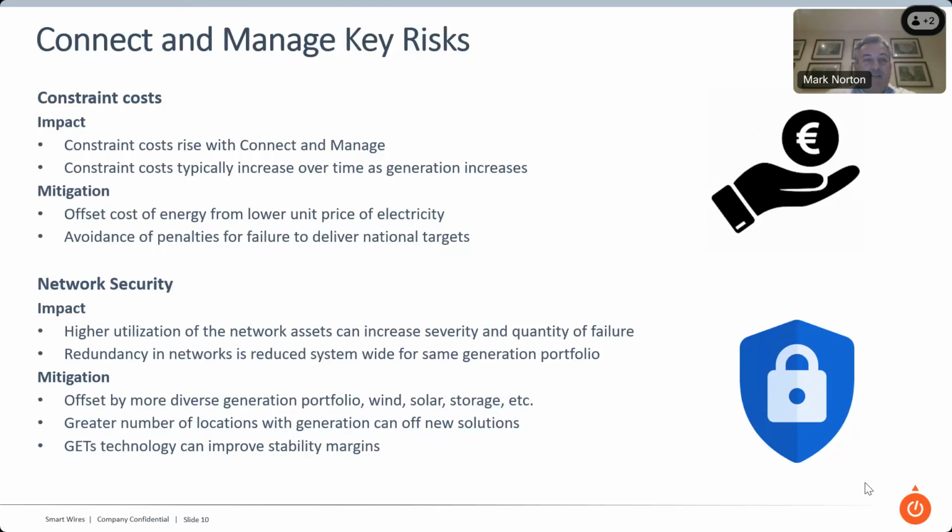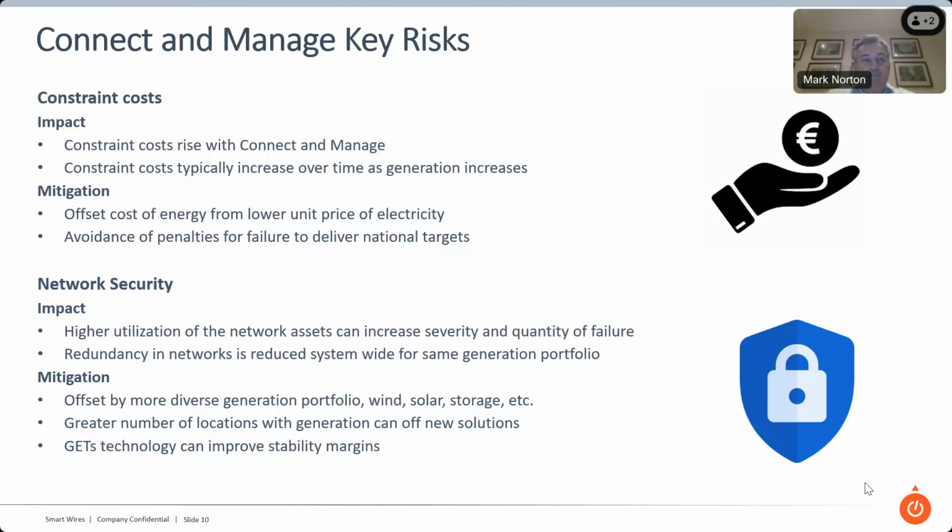And what we tend to see as well is that constraint costs are rising with connect and manage, but constraint costs typically increase over time as generation increases as well. So it's not just that we've seen a rise with connect and manage; you wouldn't see a step change in any one year from putting the entire approach in. But over the course of the last 10 years, it has risen proportionally with the number of people that are being connected.